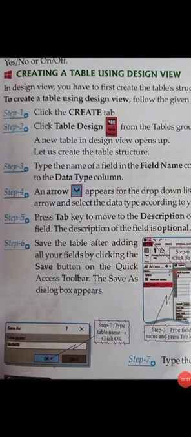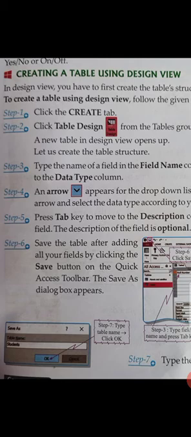I am Sandeep Parashar, and I am welcoming you to online classes, computer class, 8th class. We are reading Unit 2, Chapter 2, MS Access. In MS Access, I already told you data is stored in the form of a table, and a table is made of rows and columns.